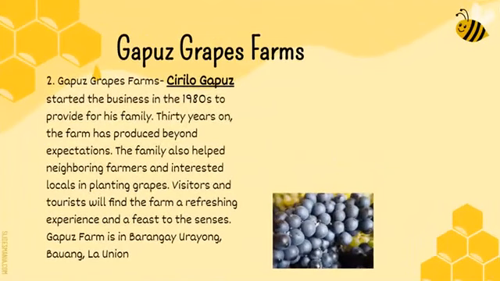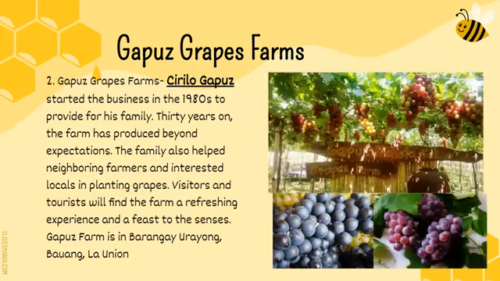Gapus Grape Farms. Cirilo Gapus started the business in the 1980s to provide for his family. 30 years on, the farm has produced beyond expectations. The family also helped neighboring farmers and interested locals in planting grapes. Visitors and tourists will find the farm a refreshing experience and a feast to the senses. Gapus Farm is in Barangay Urayong, Bawang, La Union.